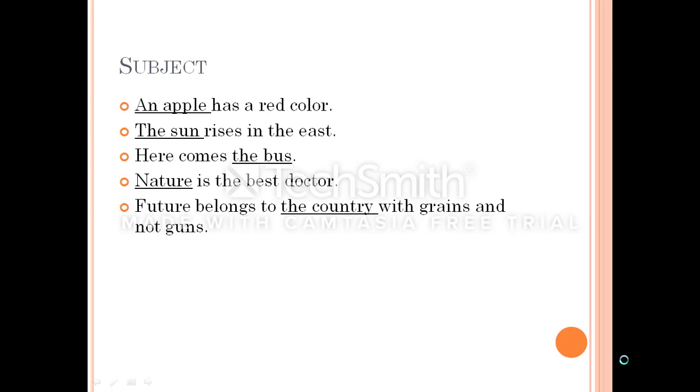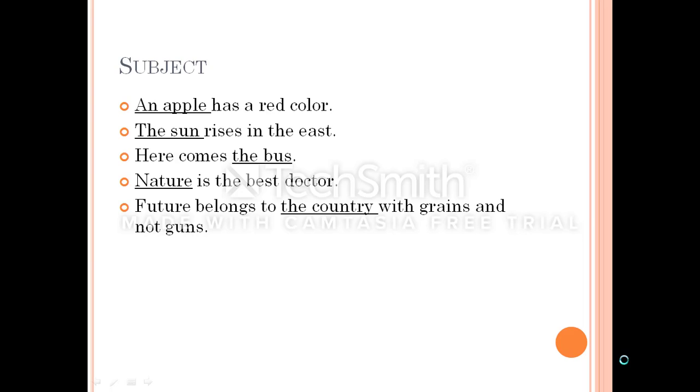Next, the sun rises in the east. Fine. So I'm talking about the sun, okay, the star in our solar system, and that is why it is a subject. Sometimes the subject comes at the last of the sentence. It is not compulsory that a sentence will always start, okay, with the subject first.